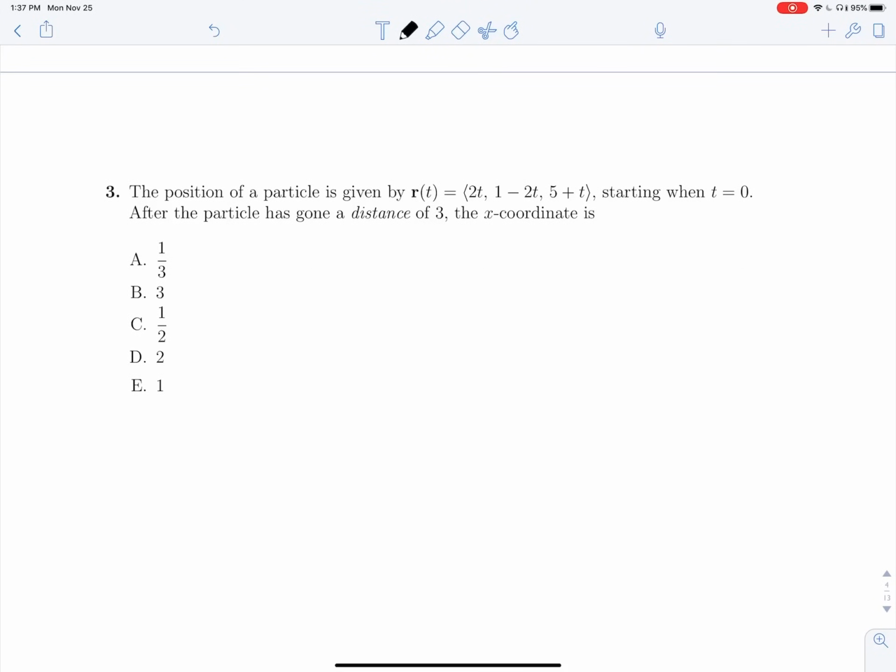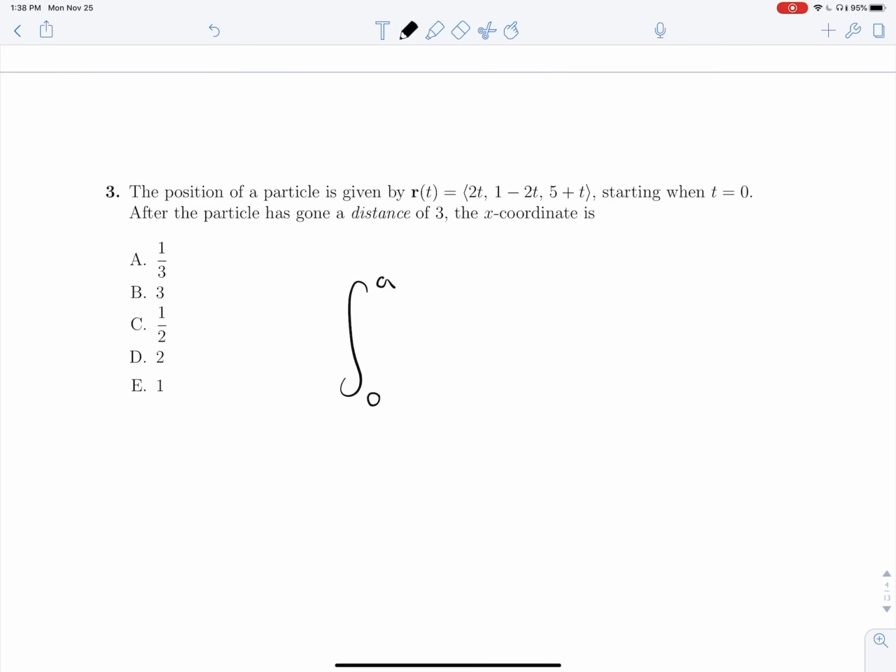The position of a particle is given by this r of t when t is equal to 0. After the particle has gone a distance of 3, the x-coordinate is what? So we know that we can find this by integrating from 0 to whatever value of t will have us go a distance of 3. So let's call that a. We don't know what it is. That's what we're solving for.